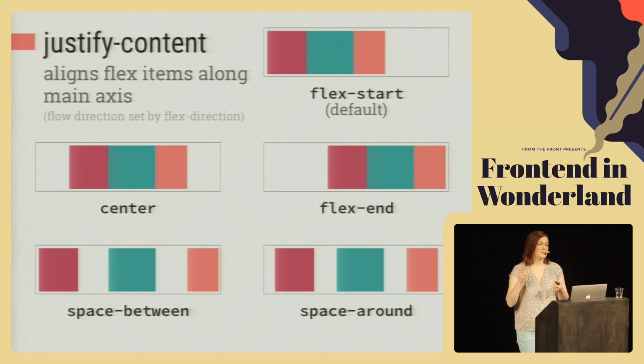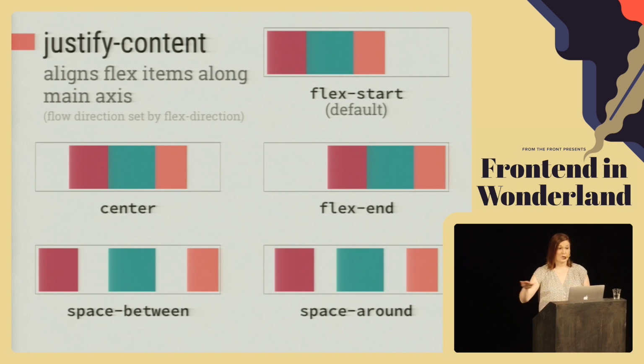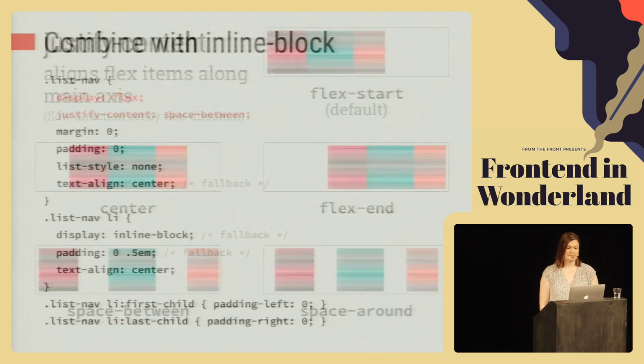Justify content is a property set on the Flex container, which aligns the child Flex items along the main axis, which again is set by the Flex direction property. So in this case, the main axis is horizontal because my Flex items are laid out in a row. So justify content affects their horizontal alignment.